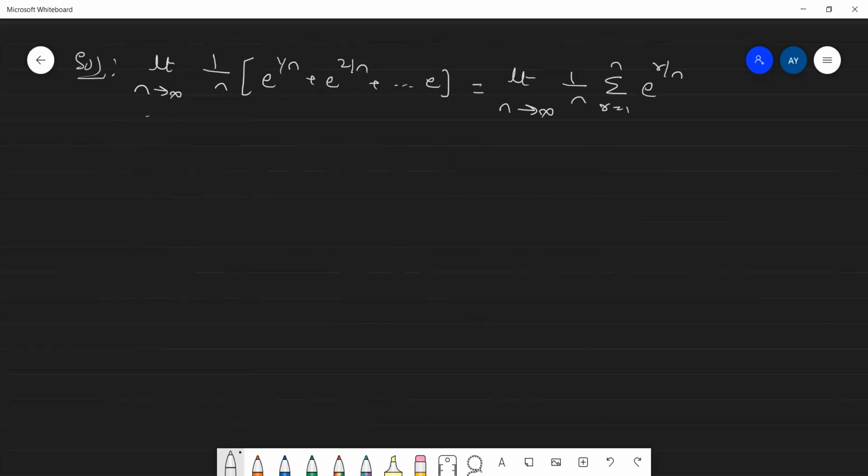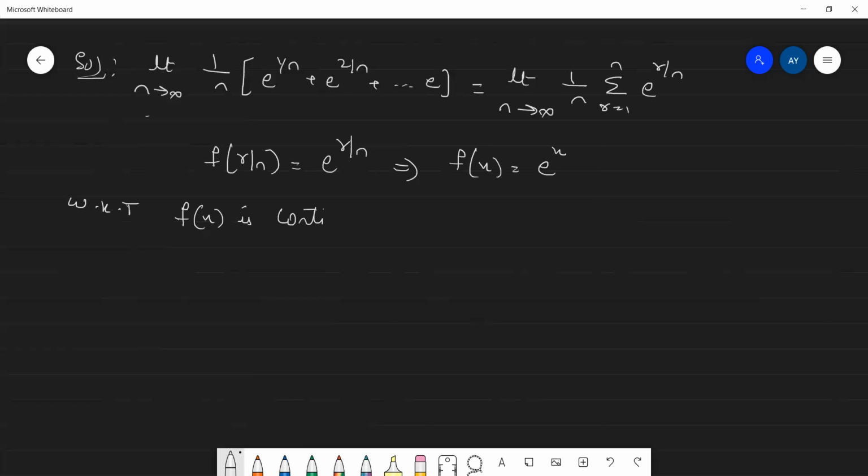Right? So what is f of r by n? f of r by n is equal to e power r by n. In the same way, what will f of x be? f of x is equal to e power x. So what do we know? We know that f of x is continuous, where f of x is continuous on the closed interval 0, 1. If f of x is continuous, we know every continuous function is Riemann integrable. So f belongs to R over 0, 1.